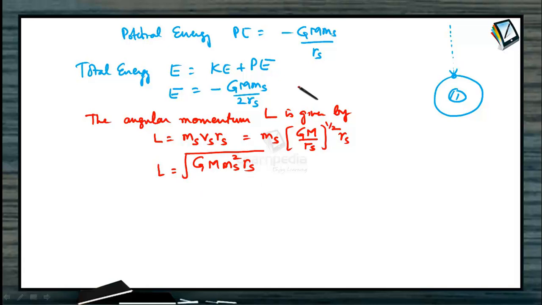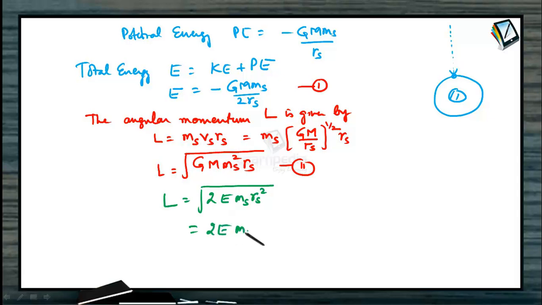Now if I take this equation as equation 1 and this equation as equation 2, from 1 and 2 we can relate the total energy with the angular momentum. L is equal to, with G capital M small ms divided by 2 rs written as capital E, 2 capital E ms rs square under root, or it can also be written as 2 capital E ms rs square to the power half. This will be the angular momentum of the satellite.